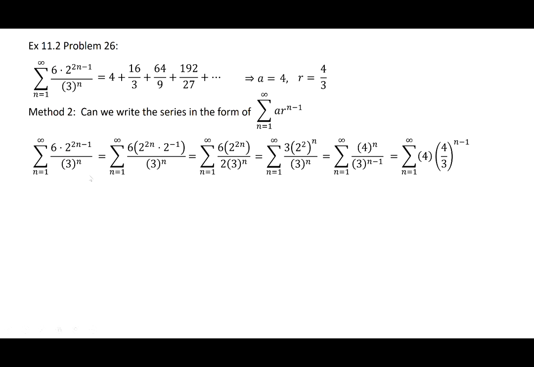Right? Look at the train of how we kept manipulating it. And eventually, did we succeed in writing this as some a times r to the n minus 1? Right? That's the idea. So based on that, we can conclude this must be a geometric series which diverges because the absolute value of r happens to be greater than 1. Cool?